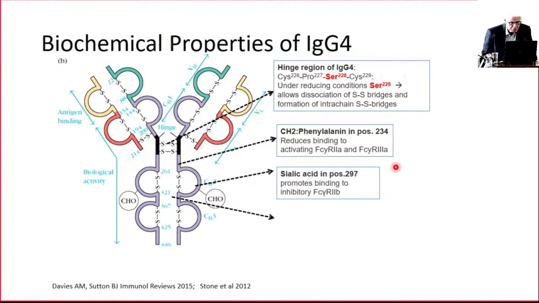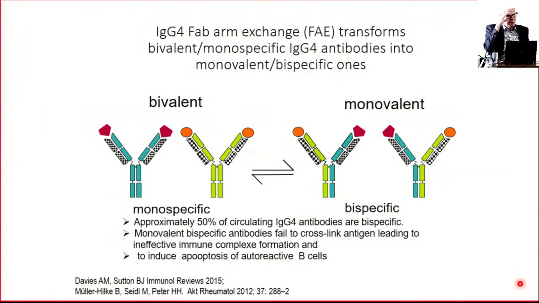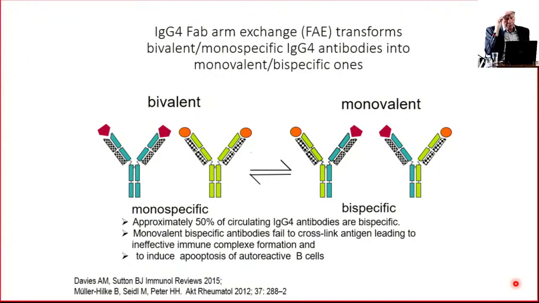Then you have in position 234 phenylalanine, which actually reduces binding to Fc gamma receptors 2A and 3A, which are activating receptors. Sialic acid in position 297 promotes binding to inhibitory Fc receptor 2B, the CD32 molecule. And finally, you have proline in position 339, which abrogates C1q binding and activation of the classical complement pathway. So these together give this molecule a very peculiar set of functional peculiarities.